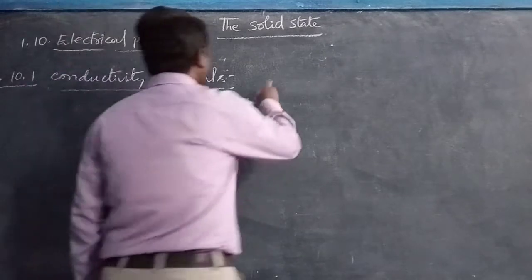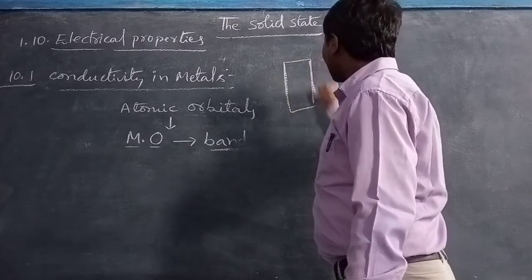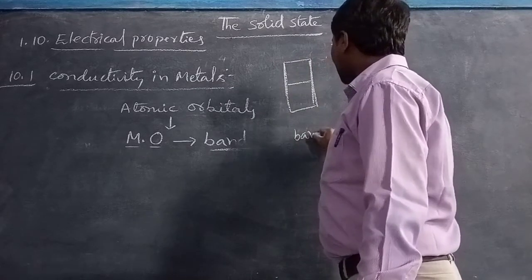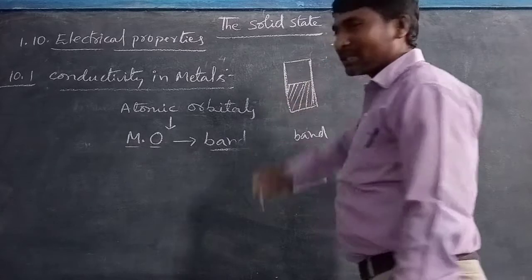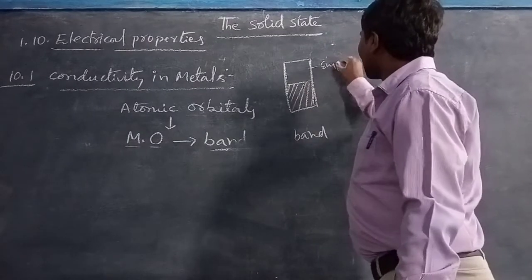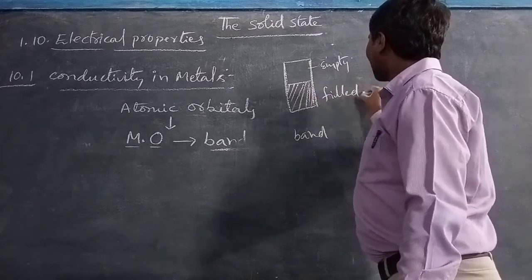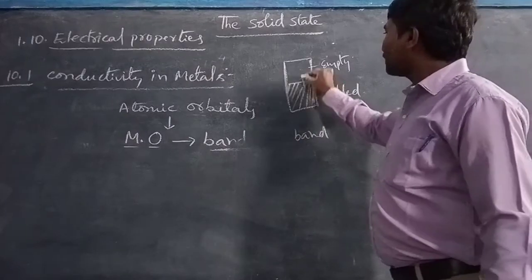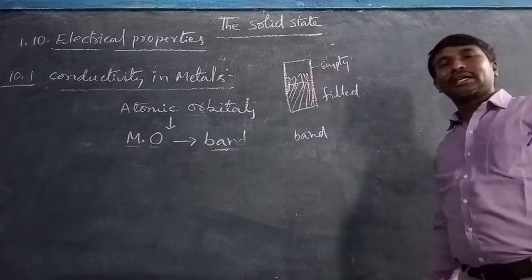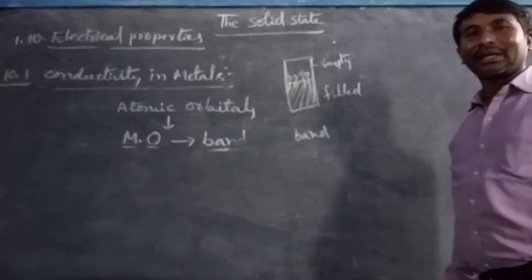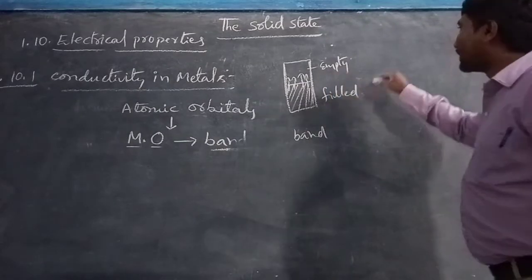So in metals, the band is partially filled with electrons. Some places are filled by electrons and the rest is empty space. The electrons can jump into the empty space, and at that time electricity is easily conducted.